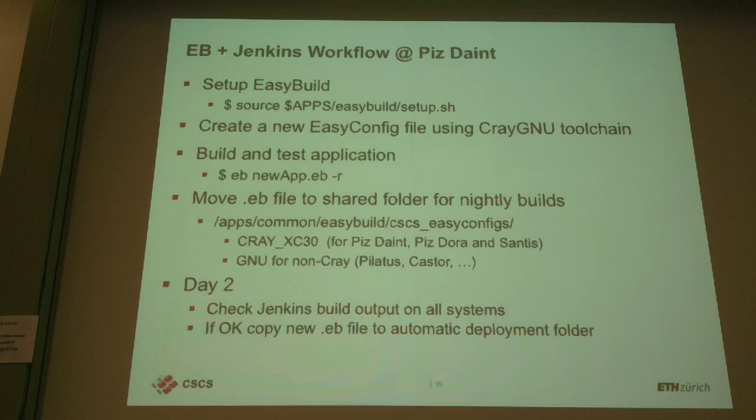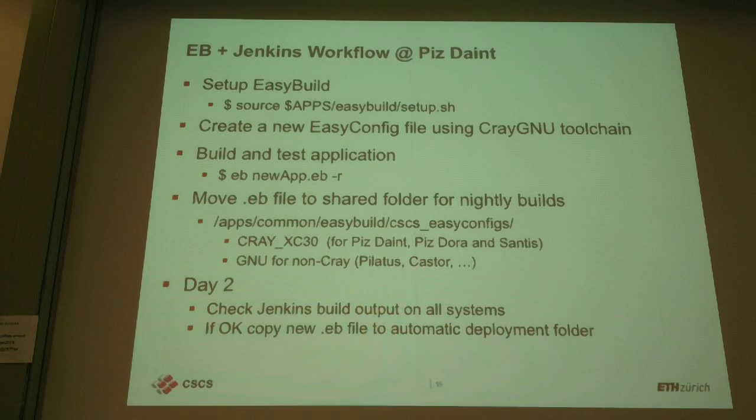So the idea here is to set up the EasyBuild environment and then create a new EasyConfig file, for example, using the Cray new toolchain. And once you finish the EasyConfig file, you build it with EasyBuild using the robot flag. And then if it works, you move this new configuration file to the common folder, the folder that we are currently storing all of our EasyConfig files.